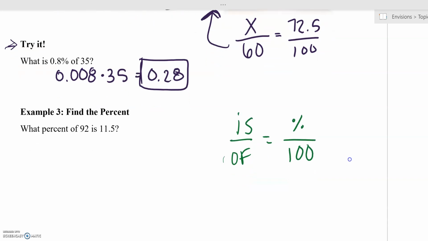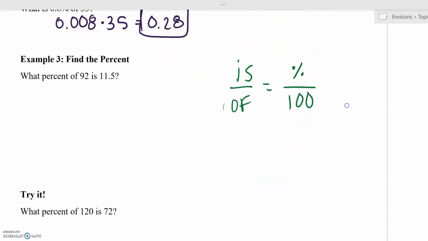All right, so now we're going to move on to finding a percent. The first two examples, we were finding a part, so now we are finding the percent. I brought back a reminder here of my proportion because this is maybe when we might want to use my proportion more than we would want to use the equation. So I want to know what percent, so I don't know my percent, of 92 is 11.5. So I'm going to start this one with my proportion so you guys can really see how this works.